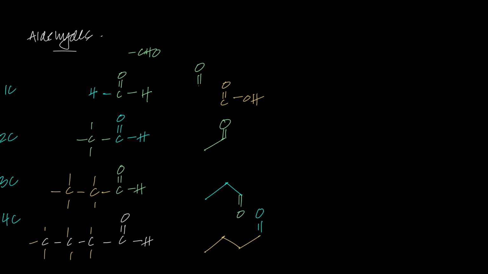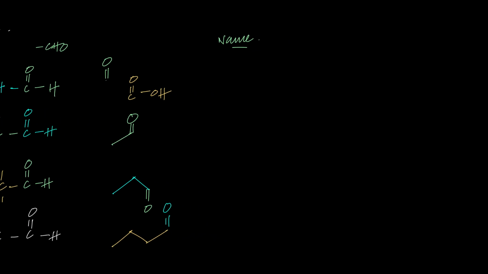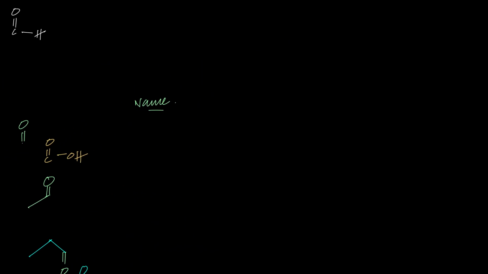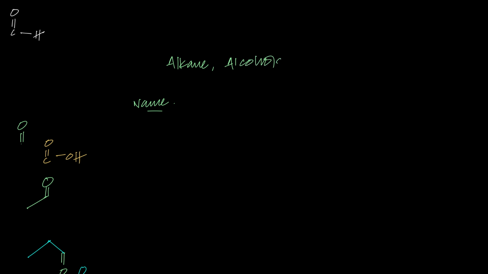Now the question is, how do you name aldehydes? Enough about drawing them. How do you name them? Again, just like naming alcohols, just like naming carboxylic acids, we always use an alkane as the reference point. When naming alcohols, what did we used to do? We took the E in alkane and added the OL, and obviously we added the position of the functional group.